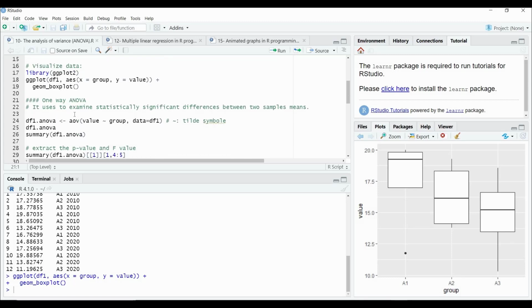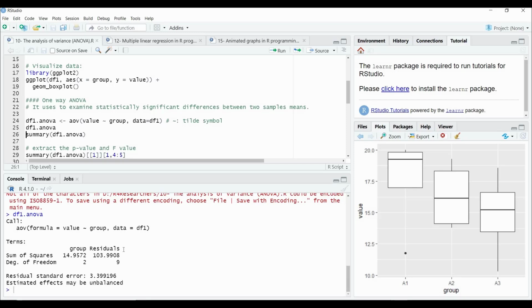For the ANOVA test, we have one-way ANOVA. It could be used for examining statistically significant difference between sample means. The function is aov. We name it df1.ANOVA. aov of value, tilde symbol, then group. The data is df1, data frame 1.